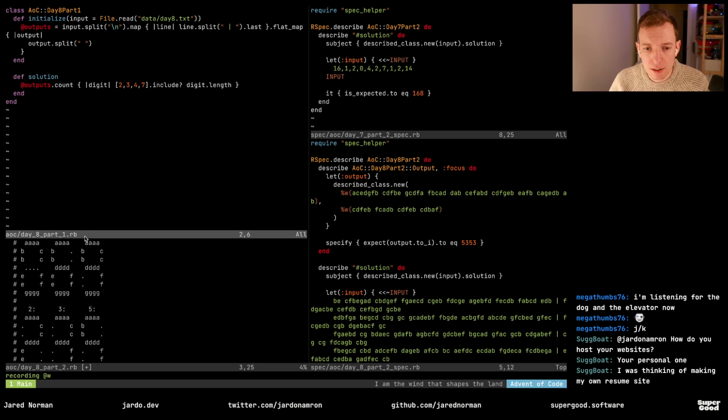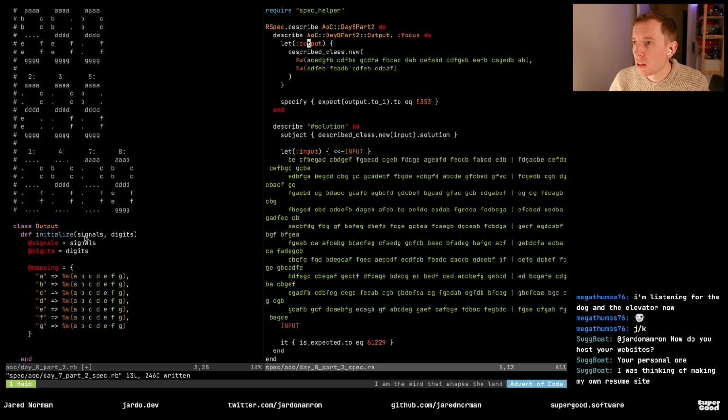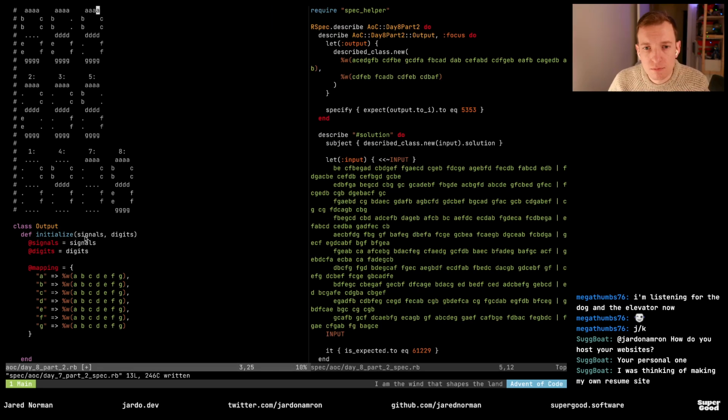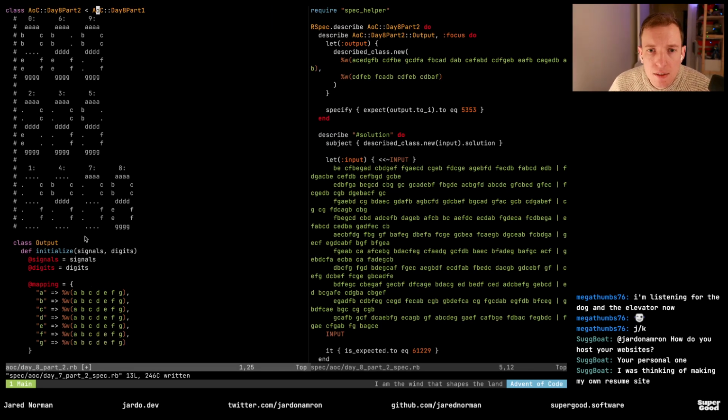Just gonna close this one. Okay. So 1 allows us to figure out which one is 6. One also tells us which input is A. That doesn't help us with anything because all of the ones we need to figure out are A.